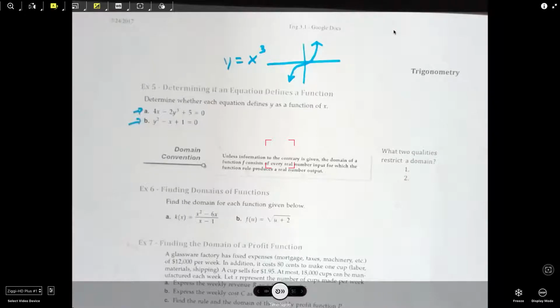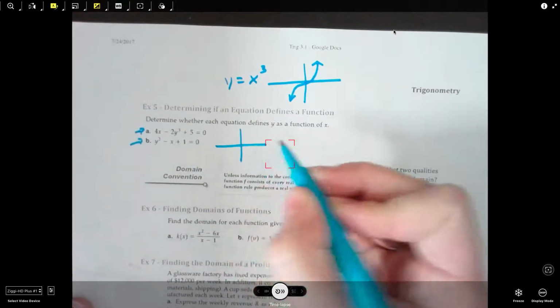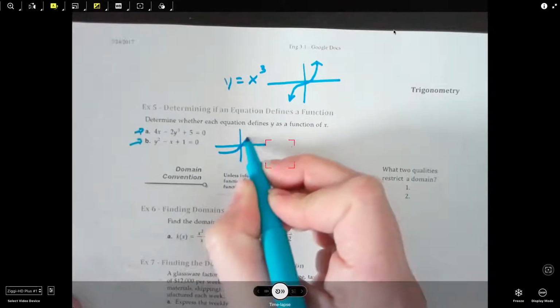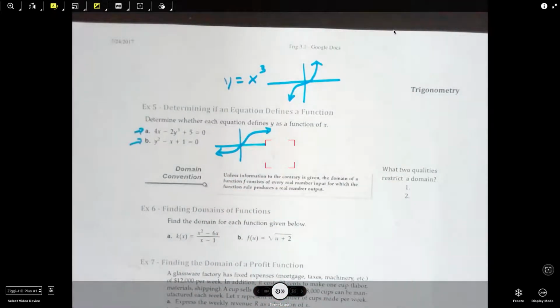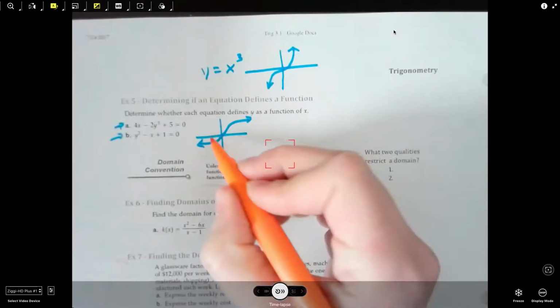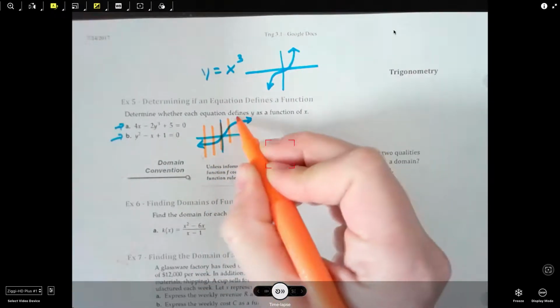Yes. It goes the other way, Kate says. So it's going to look like this. Okay? Now, is that a function or not a function? If I do the vertical line test, is it a function or not a function? Vertical line says it can only touch at one place. Yes or no?